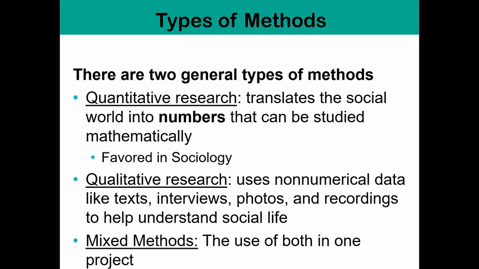Quantitative research translates the social world into numbers that can be studied mathematically. And that is often favored in sociology. Qualitative research then uses non-numeric data, such as texts, interviews, photos, and recordings to help us understand social life.